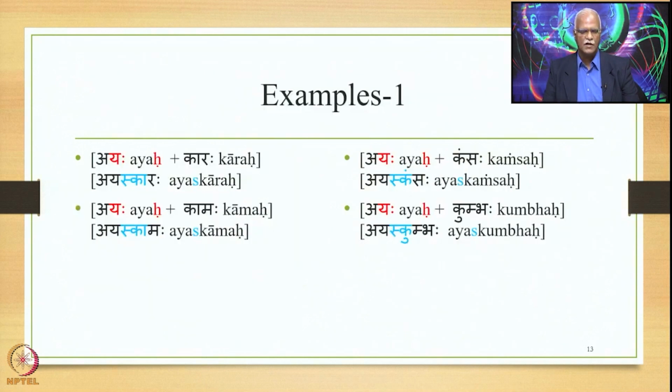Here are the examples. Ayaha plus karaha. Kara is derived from the verbal root kru by adding the suffix an. So we have ayaha plus karaha. Now this visarga is at the end of the word ayas. This is not an indeclinable. Ayas is purvapada and it is followed by kru. So all the conditions are fulfilled, and so this visarga is now substituted by sa following this particular sutra. Atah kru kami. So we get the output ayaskaraha.